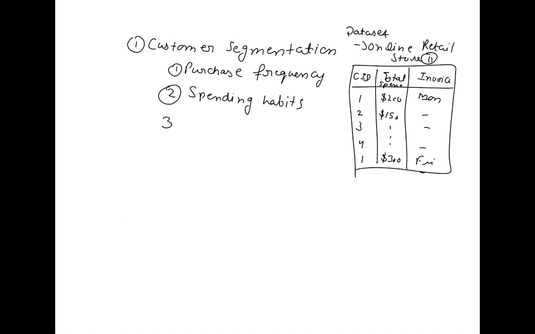The next behavior of the customer is recency of purchase. This is about how many purchases he has done till today. If you are interested to know what the customer ID one has purchased till this date, that is called recency of purchase. So these are the different behaviors. Based on that, we will do the customer segmentation, so you will divide customers into groups.